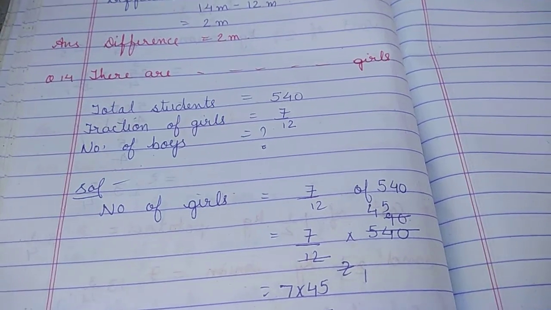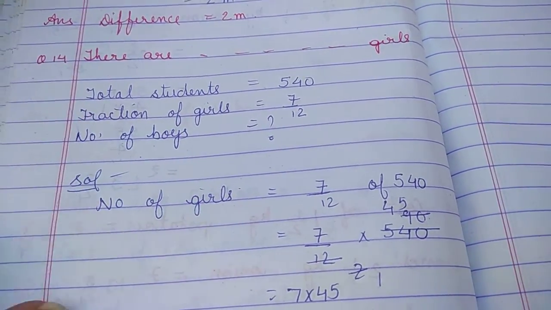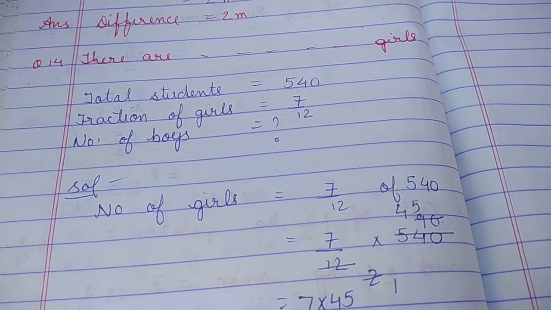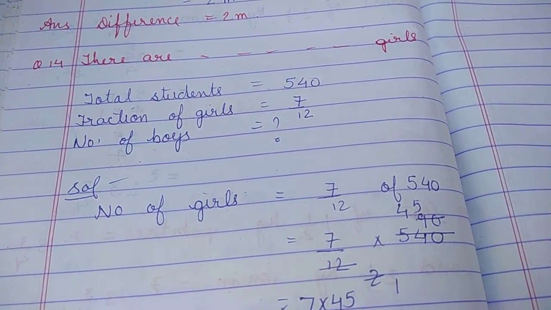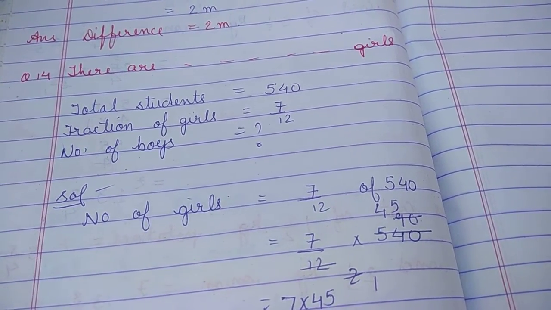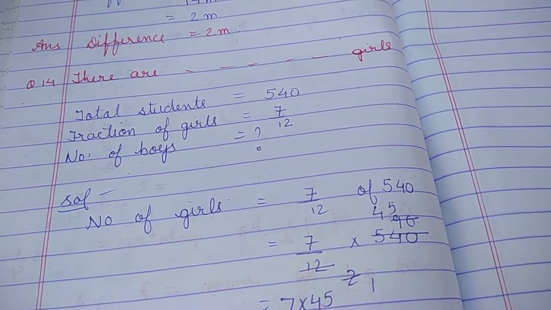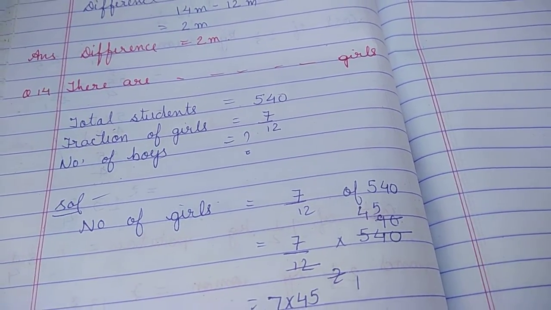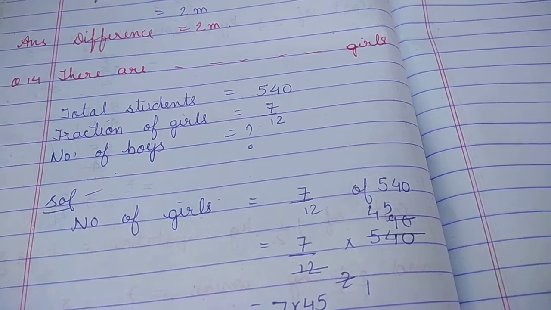Okay, next question is that there is a school which has a total of 540 students. Students means both girls and boys. Out of those students, the fraction of girls, okay, the exact number is not given, the fraction is given. That fraction of girls is 7/12. So we have to find the number of boys in the school.